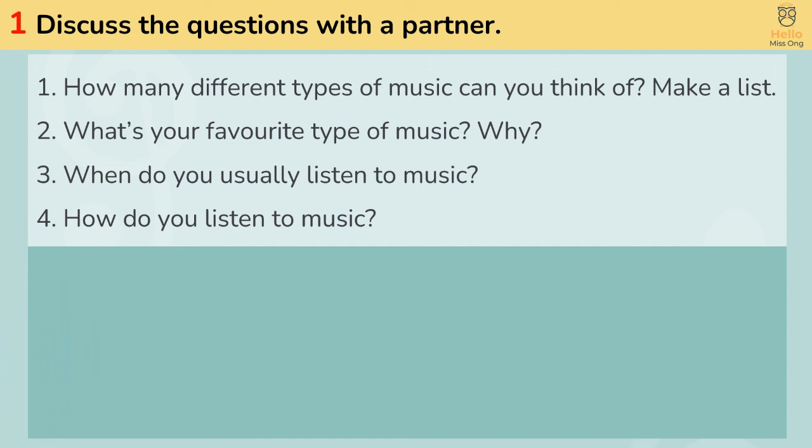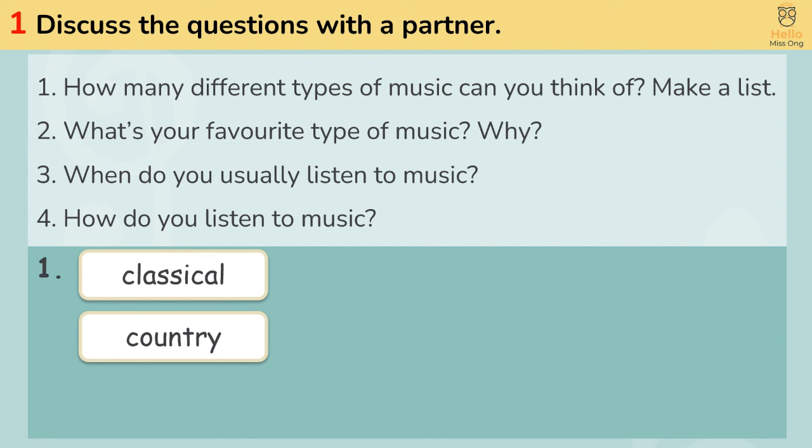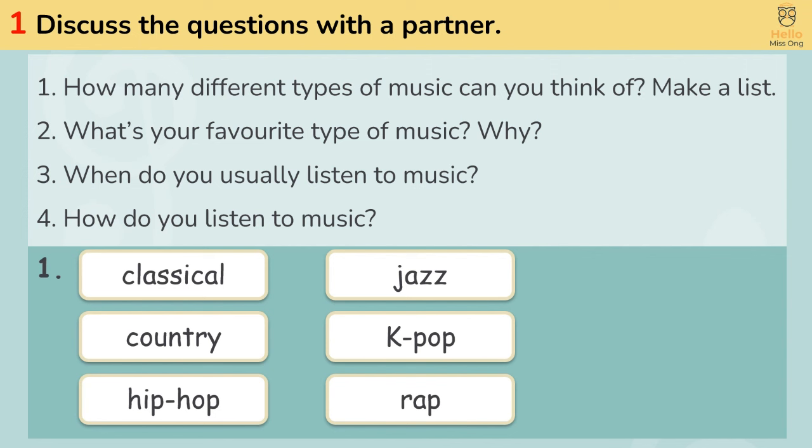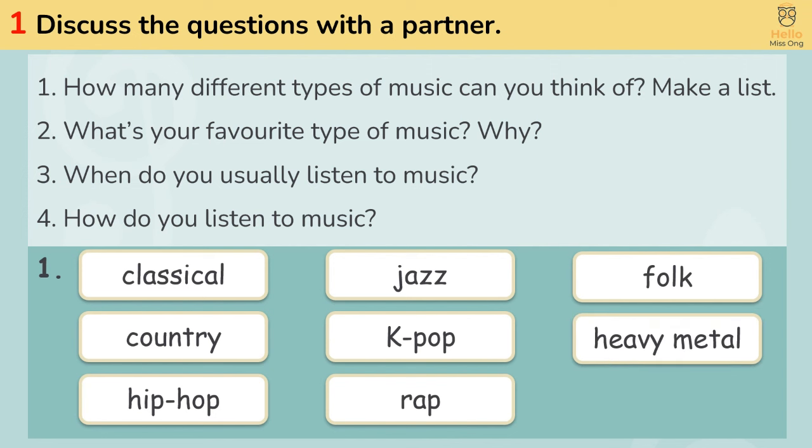Activity 1. Discuss the questions with a partner. 1. How many different types of music can you think of? Make a list. Classical. Country. Hip hop. Jazz. K-pop. Open Gangnam Style. Rap. Folk. Heavy metal. Blues.